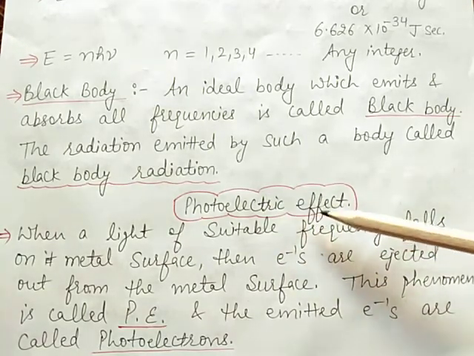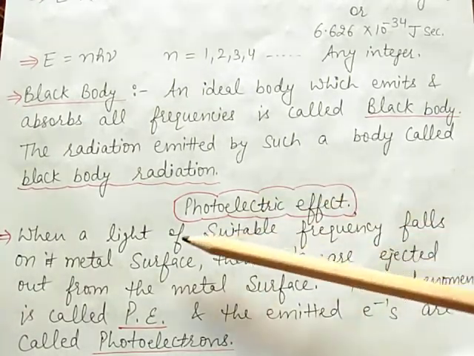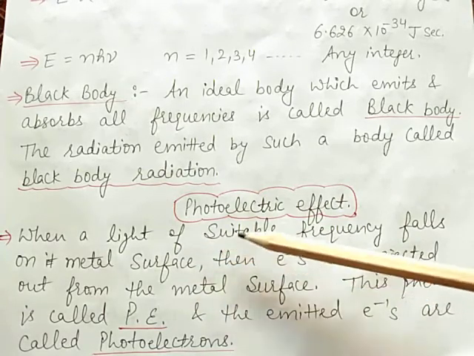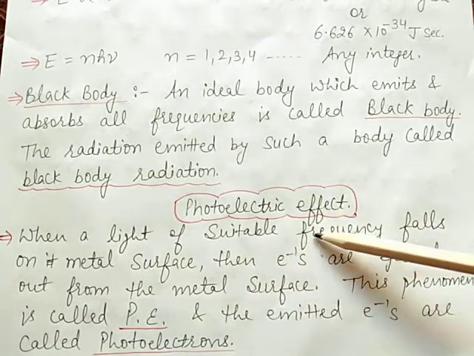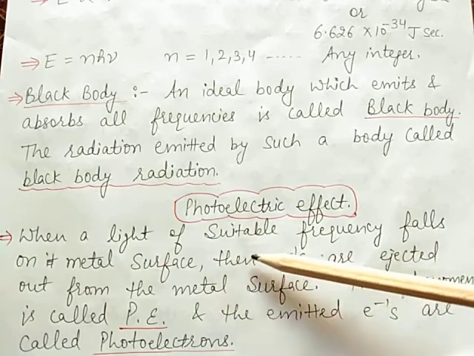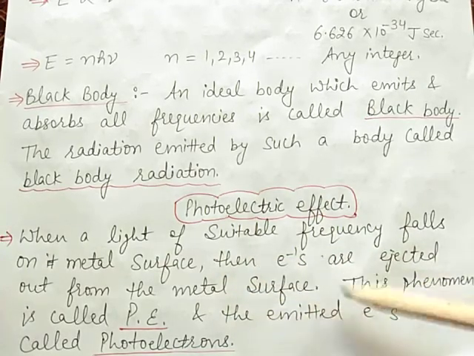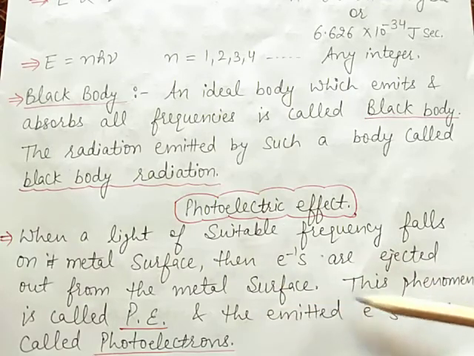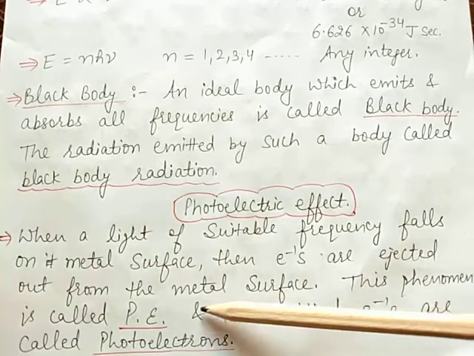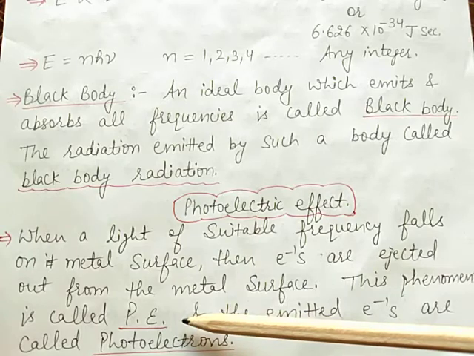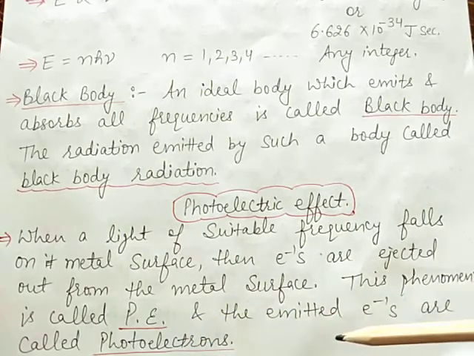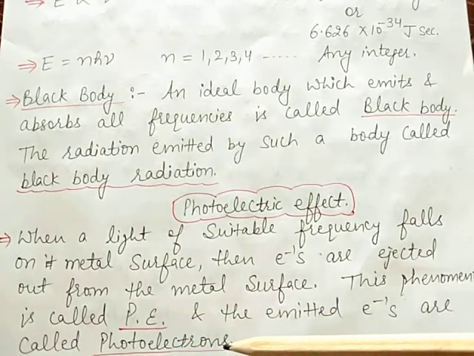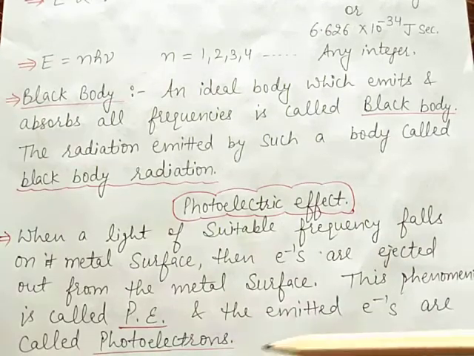What do you mean by photoelectric effect? It means when light of suitable frequency falls on the surface of a metal, then electrons are ejected from the metal surface. This phenomenon is called the photoelectric effect, and the emitted electrons are called photoelectrons.